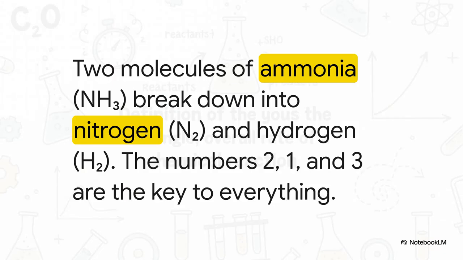Okay, so here's our reaction. We've got 2 molecules of ammonia breaking down into 1 molecule of nitrogen and 3 molecules of hydrogen. Now, the most important things for us to focus on right now are those numbers out front, the 2, the 1, which is kind of invisible, but it's there, and the 3. These are called stoichiometric coefficients. Fancy word, I know, but all it really means is it's the recipe. It's the ratio of how these chemicals interact. And trust me, they are the absolute key to this whole puzzle.